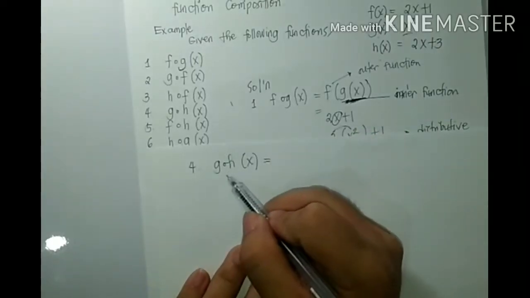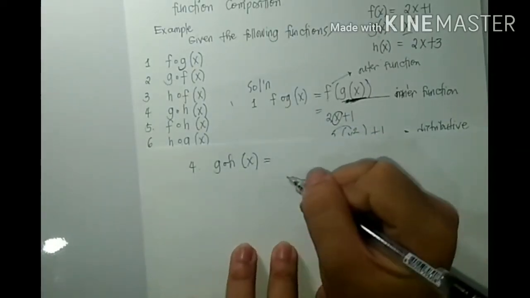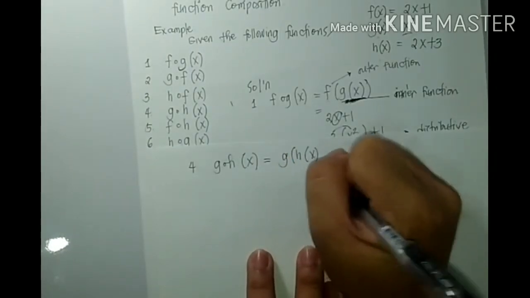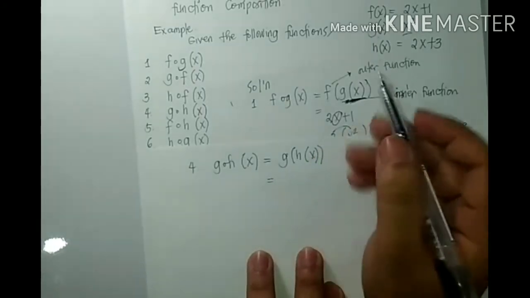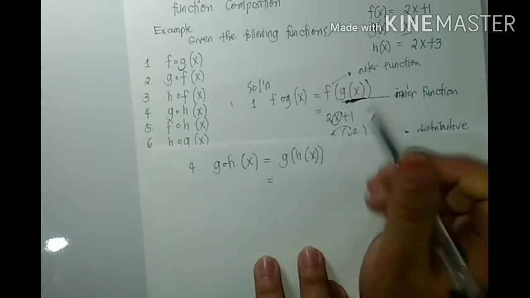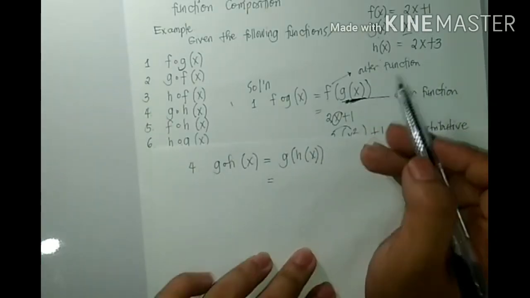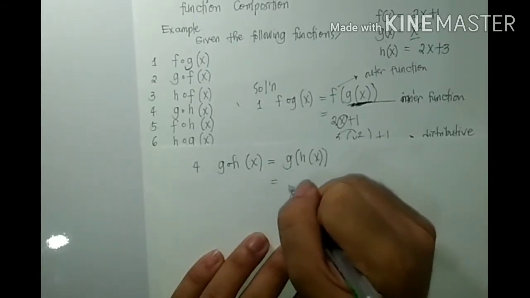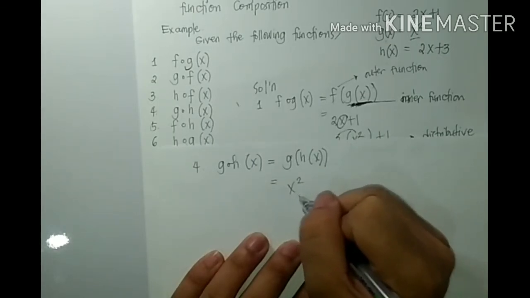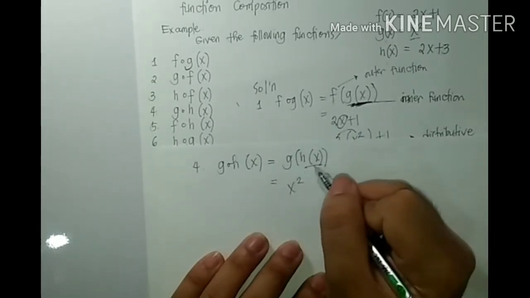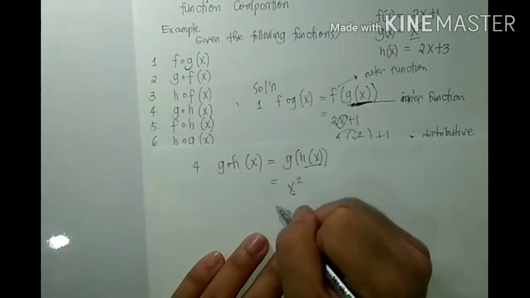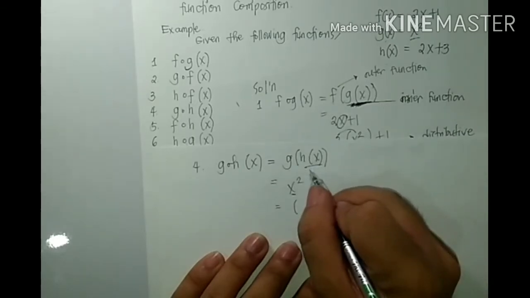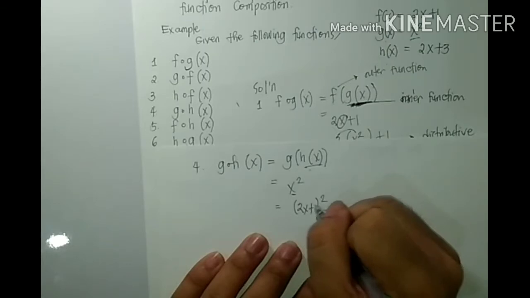So we have g composed with h of x, and this can be simplified as g of h of x. So g of x is equal to x squared, then h of x is equal to 2x plus 3. Now let us apply substitution. As we all know, g of x is equal to x squared. Then we need to substitute the value of the inner function, which is h of x, to x. Okay, we have, so our inner function is equal to 2x plus 3.